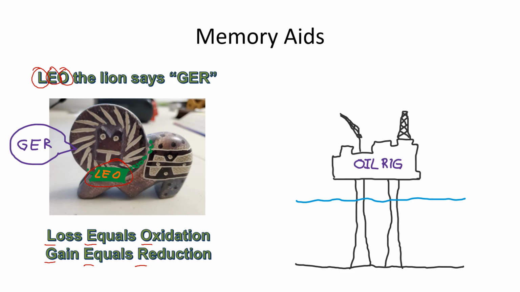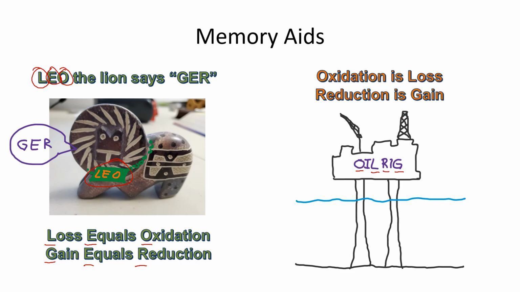The other one is OIL RIG. And so it's very similar, right? So oxidation is loss and reduction is gain. And so you can use that as you will to hopefully try to keep these terms straight.